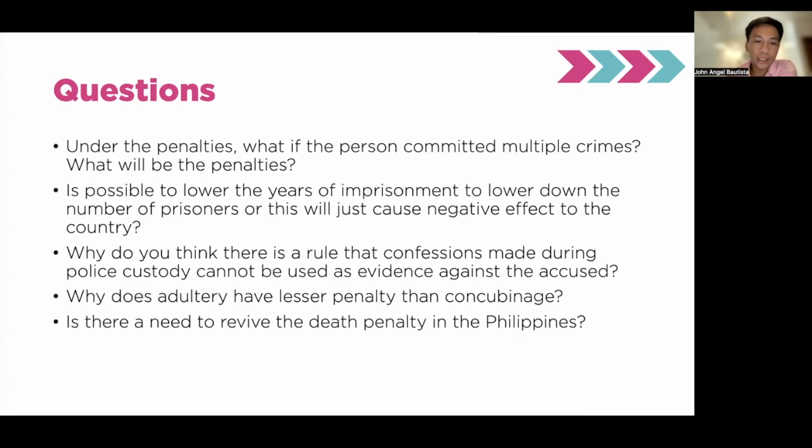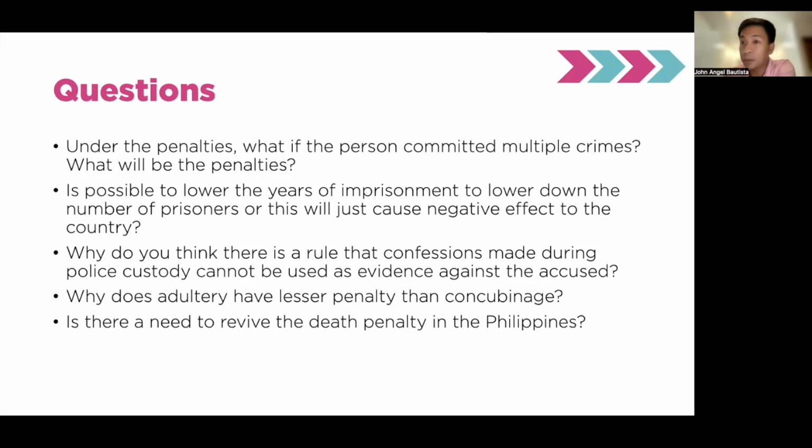So next, why does adultery have lesser penalty than concubinage? Ganito kasi yan, no? Ang justification kasi nila is that when a female has intercourse with another person, with a man, mas malaki ang magiging effect dahil there's a possibility na magkaroon ng foreign na genes within the family. Whereas kung ang isang lalaki ay nag-commit ng adultery, wala namang effect sa gene sa family. Parang ganun yung justification nila. Pero I don't find that fair at all.